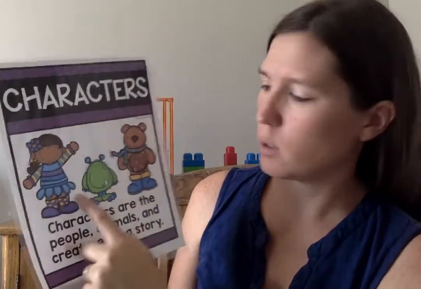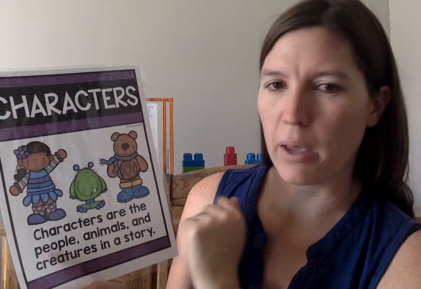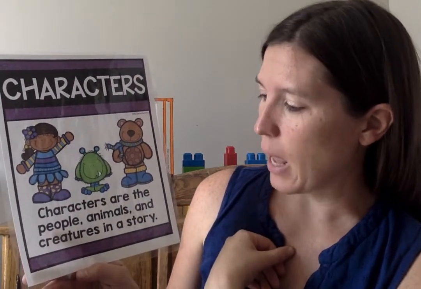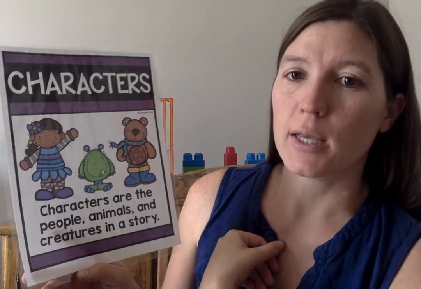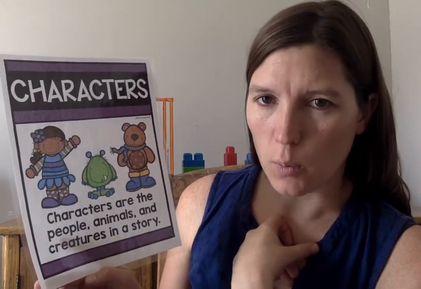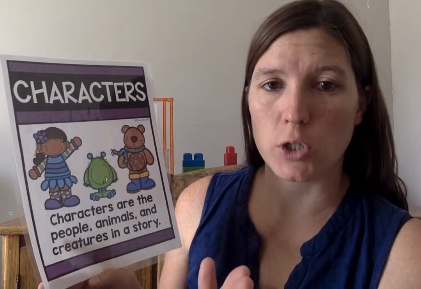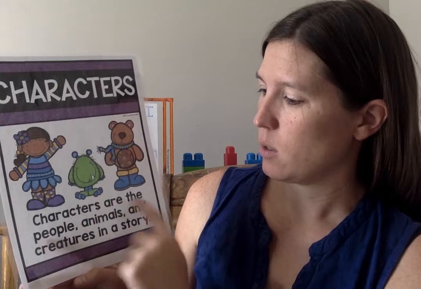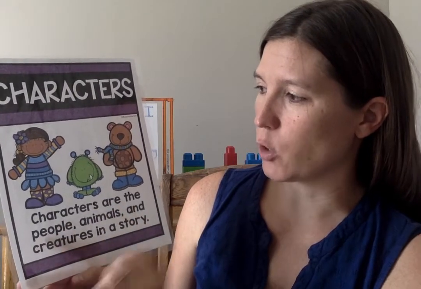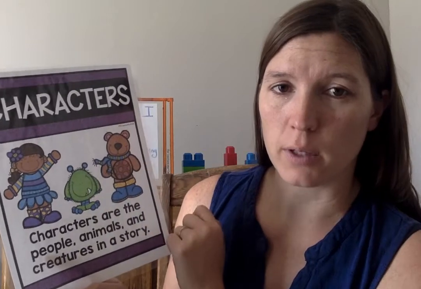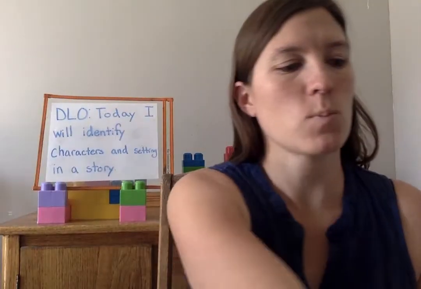Here's a little girl, a monster, and a bear wearing clothing. Characters are the people, animals, and creatures in a story. Now, when you read stories with your family at home, I want you to start looking for characters in those books. So a character, people, animals, and creatures. This is a person, this is a creature, and here's an animal. Characters are people, animals, and creatures in a story.